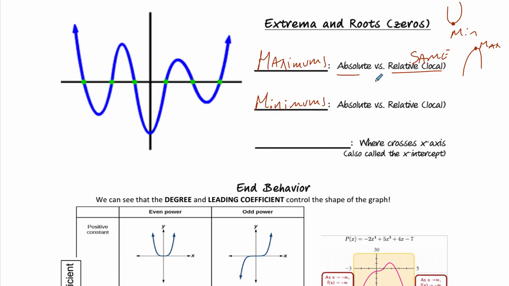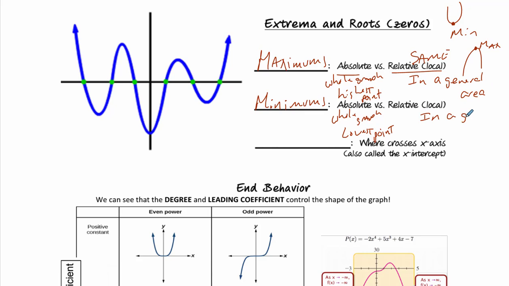So again, they're interchangeable. An absolute maximum is within the whole graph, it's the highest point. That's for the maximum, right? So if it's an absolute minimum, that means it's within the whole graph, it's the lowest point. Maximum means high, minimum means low, like we said here, low, high. Now relative, this is where it might get a little confusing, or local. Relative and local mean the same. What this means is in a general area, these are local mins or local maxes or relative mins or relative maxes.